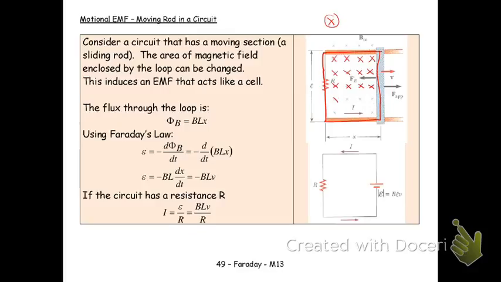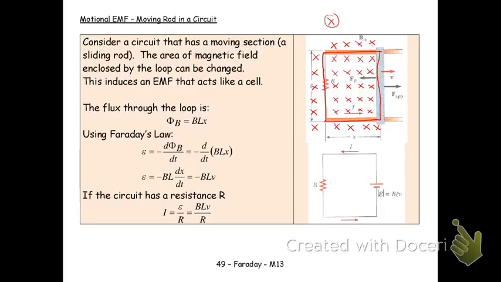I'm going to spend some time drawing them, but that means my magnetic field is going into the board, not only on the inside, but also on the outside. The magnetic field that this thing is bathed in goes into the page in this region. It's just the way it is. We say consider a circuit that has a moving section, a sliding rod. The area of magnetic field enclosed by the loop can change by moving this thing backwards and forwards. This induces an EMF that acts like a cell.